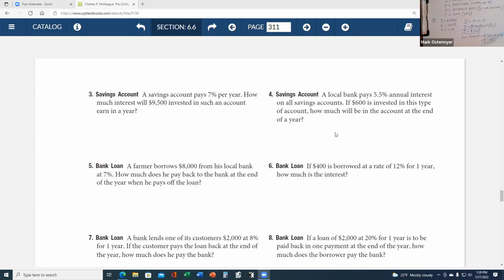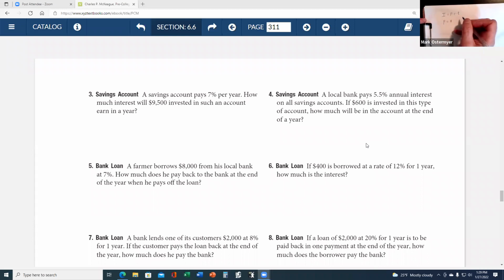All right, we could try another one here. Number 4, a local bank pays 5.5% interest, annual interest, on all savings accounts. If $600 is invested in this type of account, how much will be in the account at the end of 1 year? Well, first we have to compute the amount of interest we're going to earn over the course of that 1 year. So to compute the amount of interest we're going to earn, interest is equal to principal times rate times time.